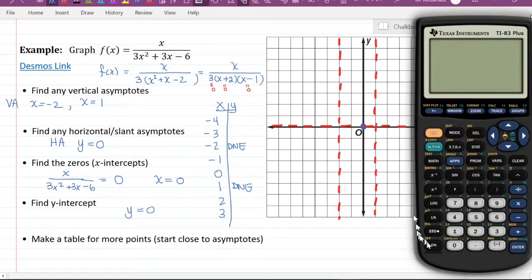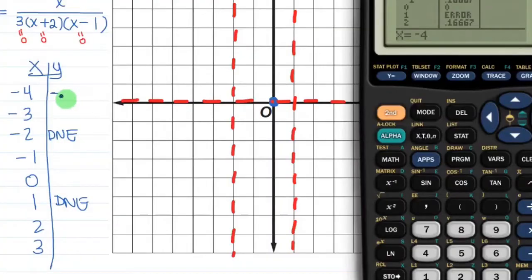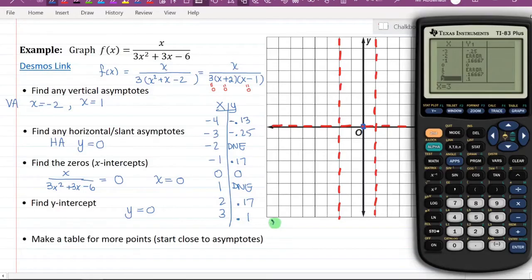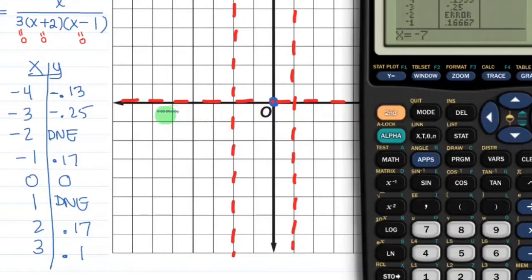Okay, there's my calculator, turn it on. -4 gives -0.13. I'm just going to go to 2 decimal places here, that's good enough, this is graphing. And then -3 is -0.25. -2 does not exist. -1 is +0.17. Okay, very small number there. 0 is 0, which we already knew because we're at (0, 0) right here. 1 is an error again, and 2 is 0.17. 3 is 0.1. Okay, these numbers are really tiny. So on this side, the numbers are really small but negative. That means you're going like that. And on this side, they're on the top.